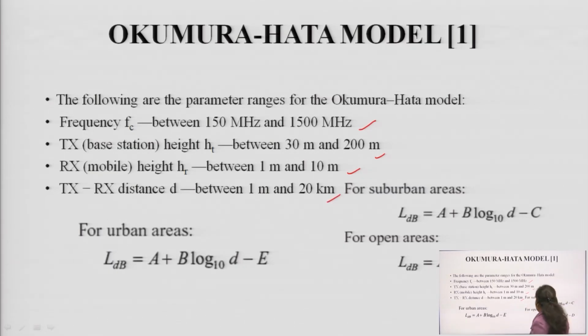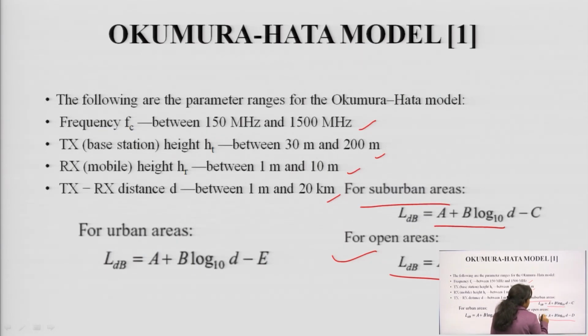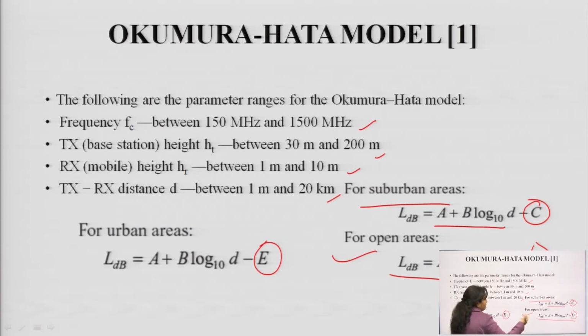So, for different areas you can see, for the open areas the loss L in decibel equals A plus B log to the base 10 D minus capital D. For the suburban areas it is A plus B log to the base 10 D minus C. For the urban areas it is A plus B log to the base 10 D minus E. So, you can see in the three formulas this C, D, E are going to change and the first two terms are the same. After seeing this formula you are wondering what the values of A, B, C, D and E are.